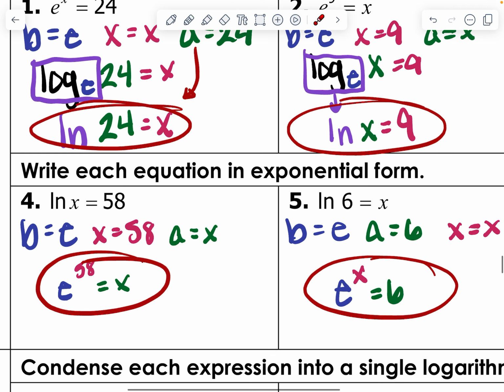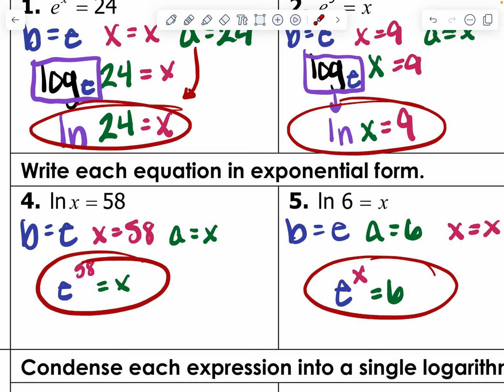And we can go the other way as well. So we can go from the natural logarithm form to the exponential form. Anytime you have the natural log, it's always a base of e. So your b in both cases here are going to be e because you're using the natural log. So then my x value is 58, and then a is x, because remember it's log base b of a equals x, so those kind of switch. And then you just plug everything into the function, b to the x power equals a.